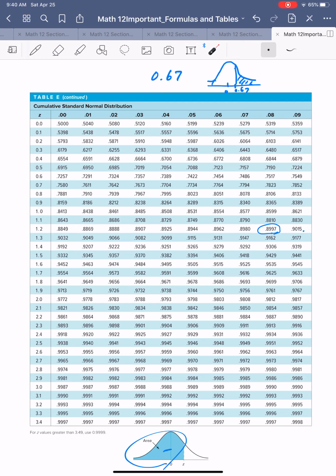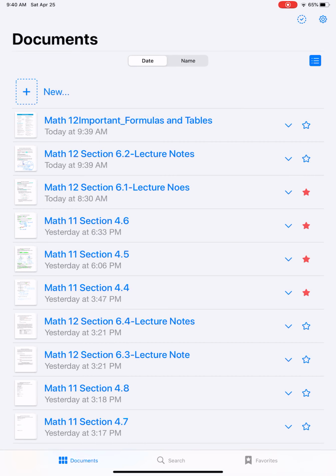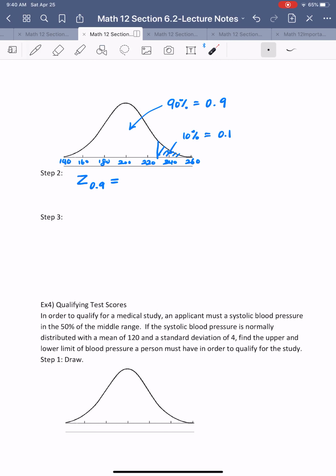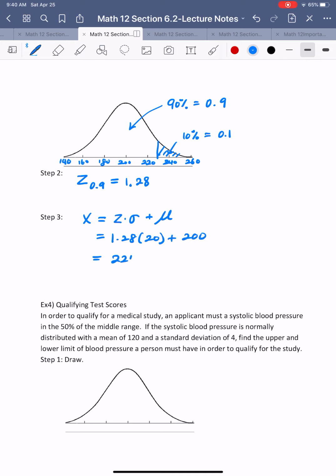So the z-score is going to be 1.28. So keep that in mind. Okay, so we found that. And then we're going to find the x value here. The formula for the x value was z times sigma plus mu. So in order to find x, z was 1.28, sigma was 20, and mu was 200. And then it's about 225.6.